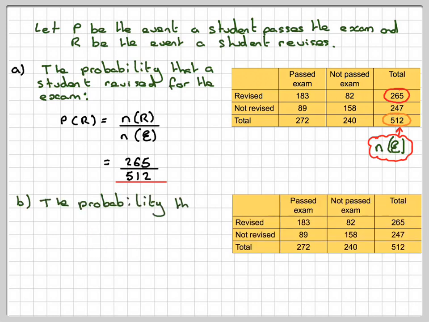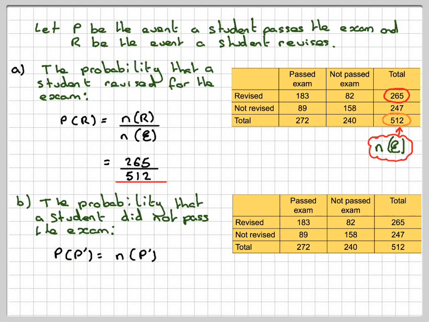B, the probability that a student did not pass the examination. So that is the probability of not P. That's the number in not P divided by the number in the universal set. The number who did not pass the exam is 240. The number in the universal set is 512. So it's 240 out of 512. If you can cancel down, you should write down the cancelled down value, which is 15 out of 32.